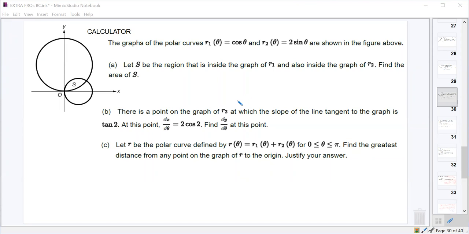So the first thing that we need to do to find the area of that is what? What should we do with that? We need to figure out where they intersect each other. We should know that they intersect each other at the origin, and at the place where cosine theta is equal to 2 sine theta. And what theta value gives us that? When does cosine theta equal 2 sine theta?